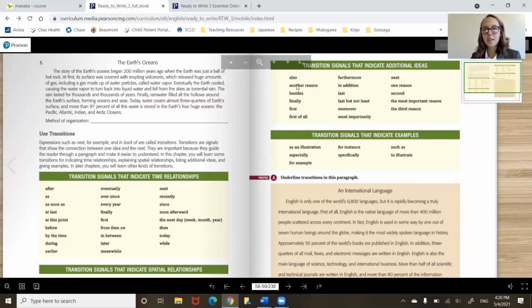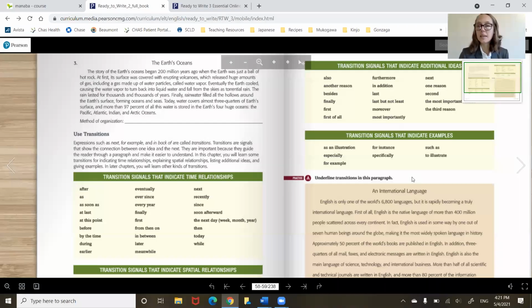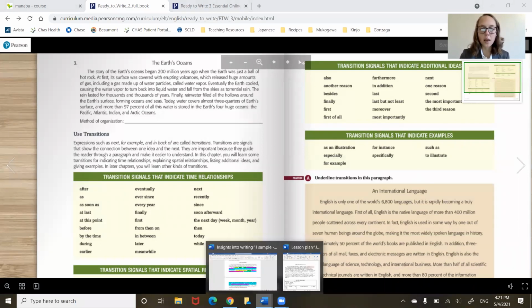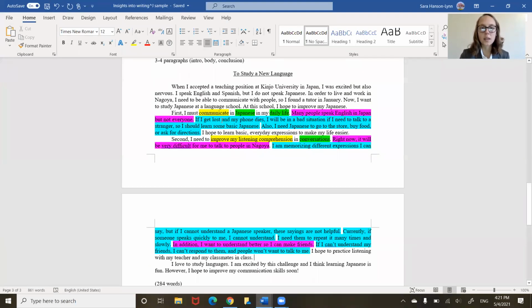Okay, so now that we have talked about these things, we are going to get into our essays. This is the last time that we're going to edit, so this is your final chance to look at your writing and make any final changes. So please pull up your writing.